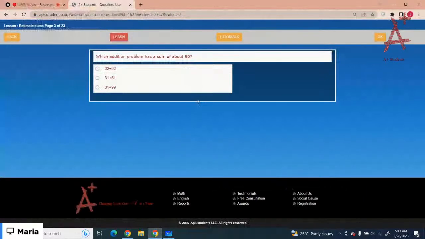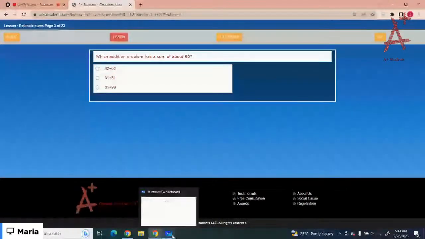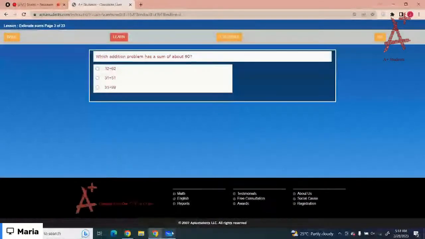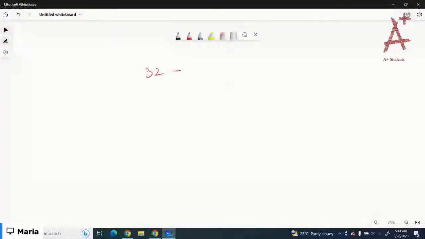Which addition problem has a sum of 90? You're given three options. You have to look at which option makes 90 when you add. Let's start with the first option, 32 plus 62. Let's see if it makes 90. Basically, you have to round off the numbers and see if they make 90.